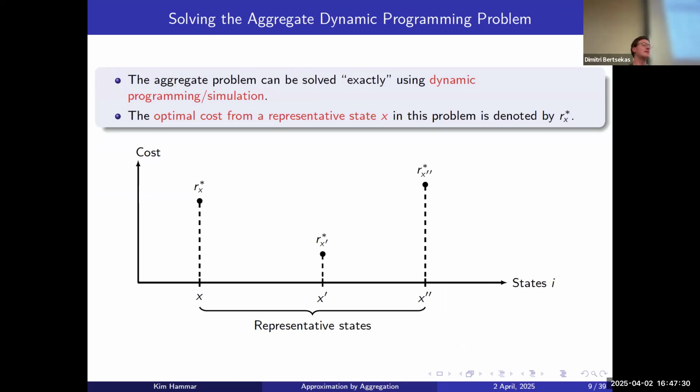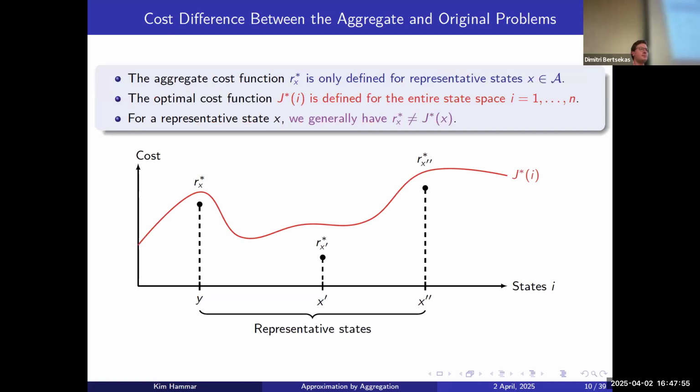But in any case, since this is a dynamic programming problem, when you solve it, you will obtain a cost function, right? And we're going to denote that cost function with R star. So this is the optimal cost function in the aggregate problem. And it's important to note that this cost function is different from the optimal cost in the original problem, namely J star. And they are different in two ways.